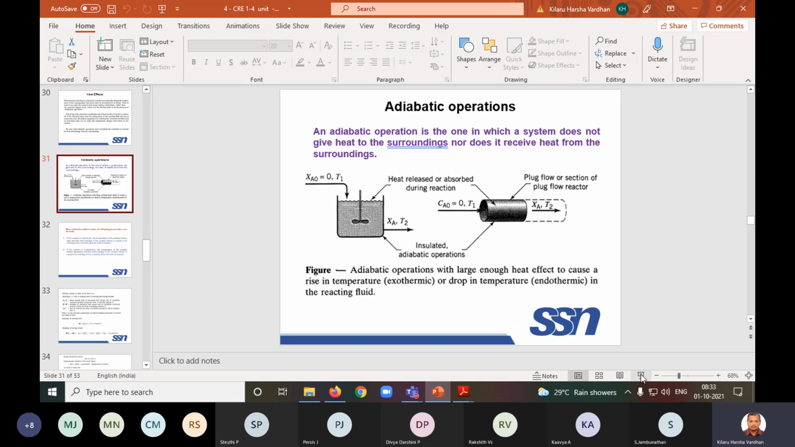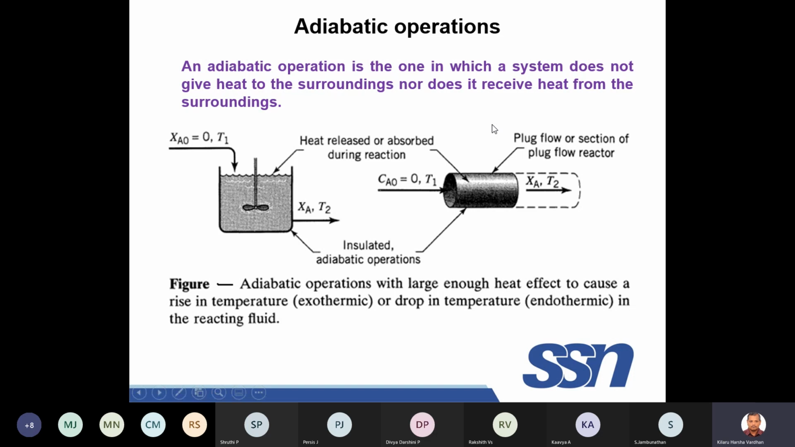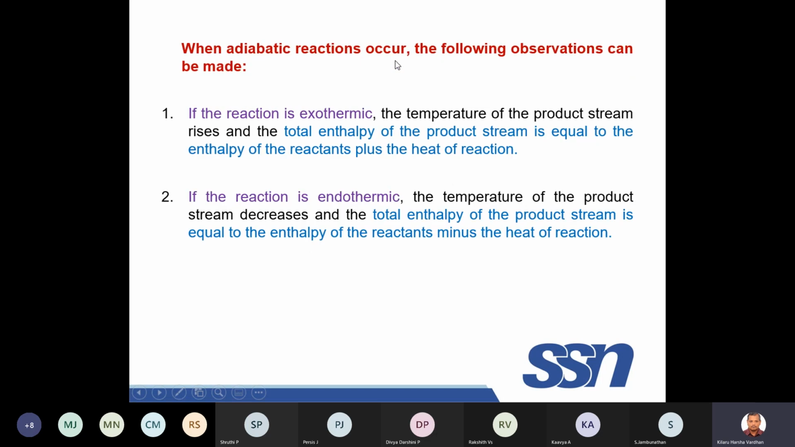So last class we were discussing adiabatic operations, right? So a 2 marks question, an important question: what is an adiabatic operation? Adiabatic operation is an operation in which the system does not give heat to the surroundings, nor does it receive heat. So it is perfectly insulated. That's what we mean by adiabatic operation, right?